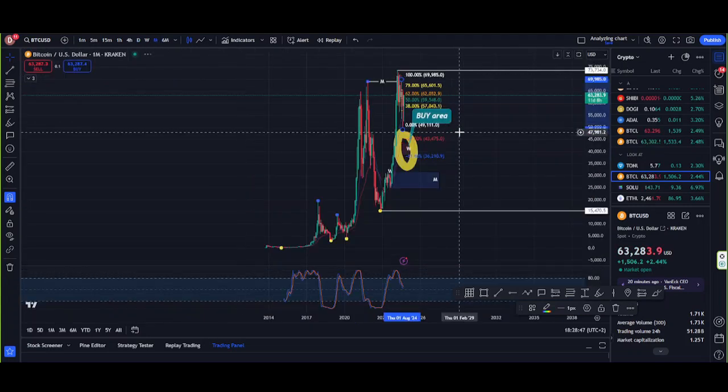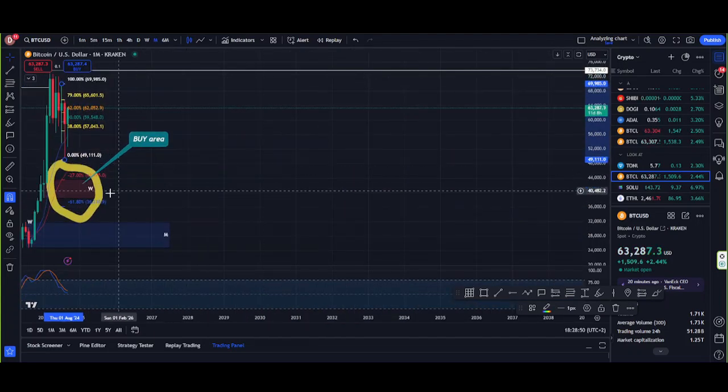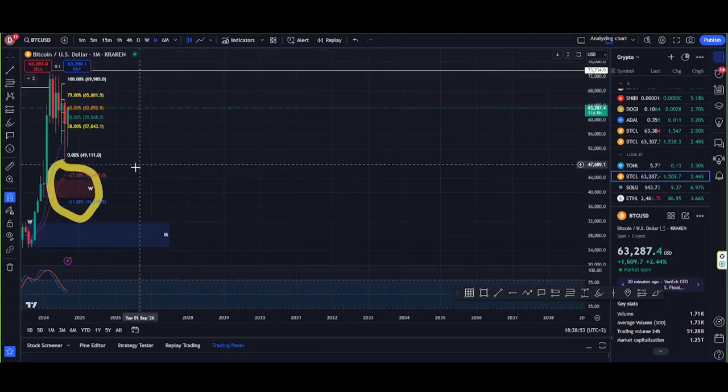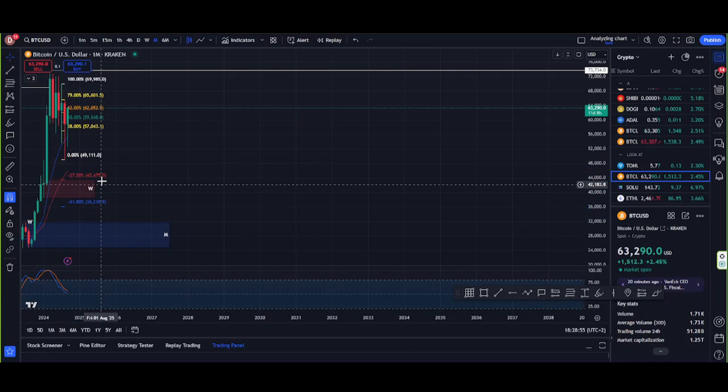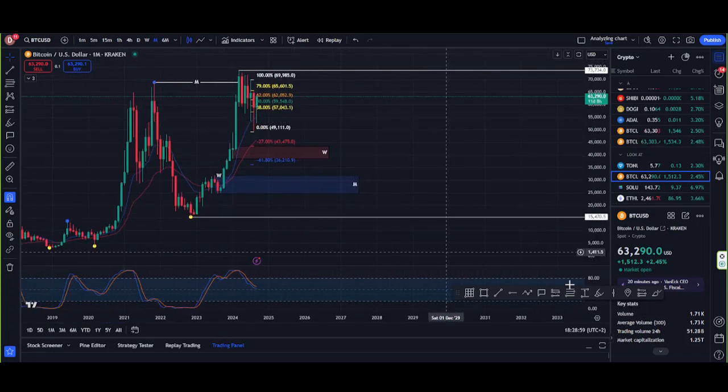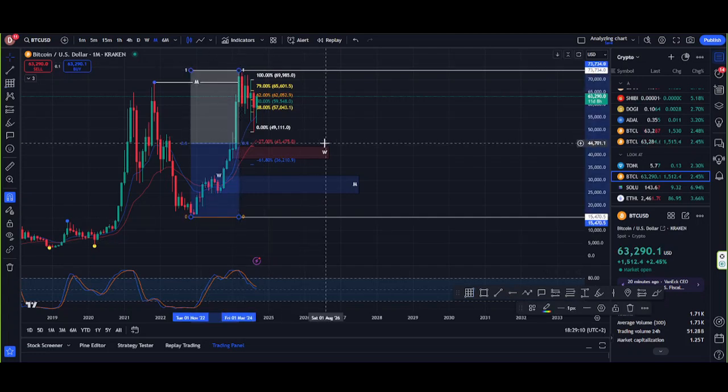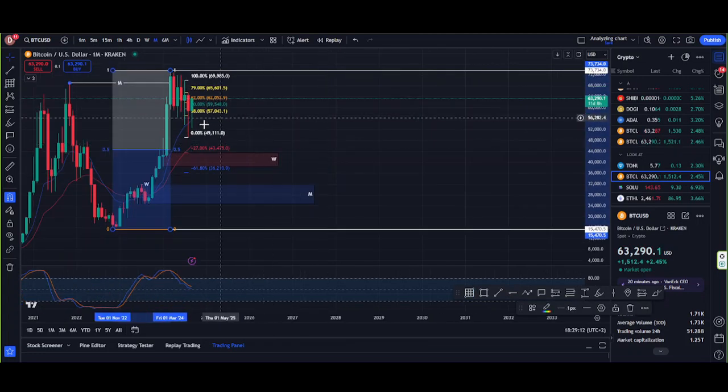This is where I am going to be keeping an eye on Bitcoin, because this is a good area. I'm not really interested in buying anywhere else currently, because even if we use the discount tool, we're not even in a discount zone at the moment on the monthly. So I'm not really interested in buying at the moment. You see this aligns perfectly. This weekly zone aligns perfectly with our monthly discount area, which gives it even more confidence.